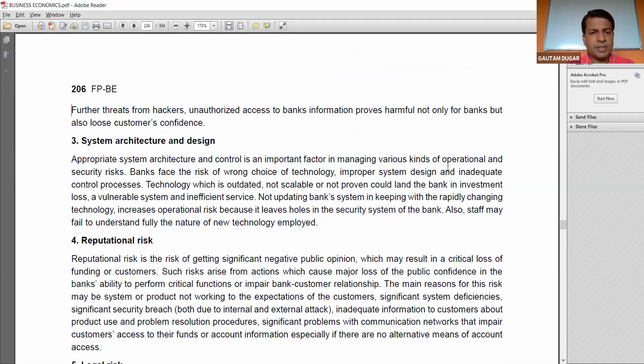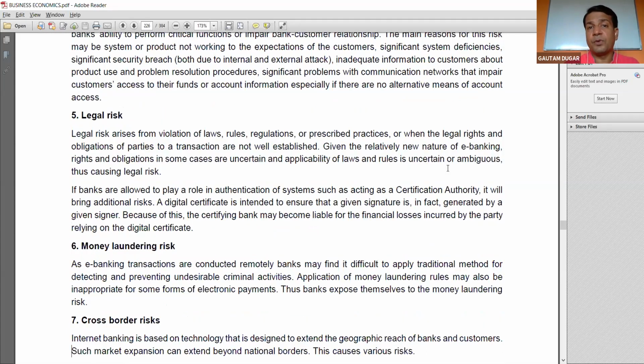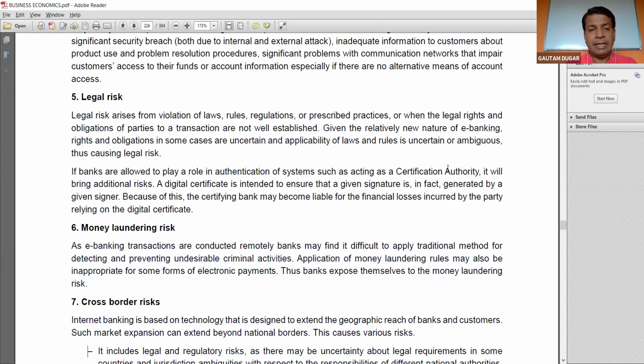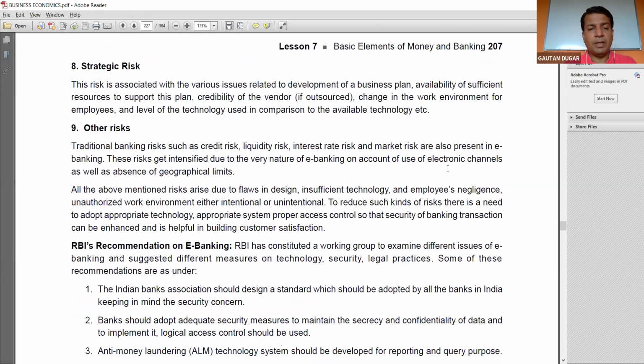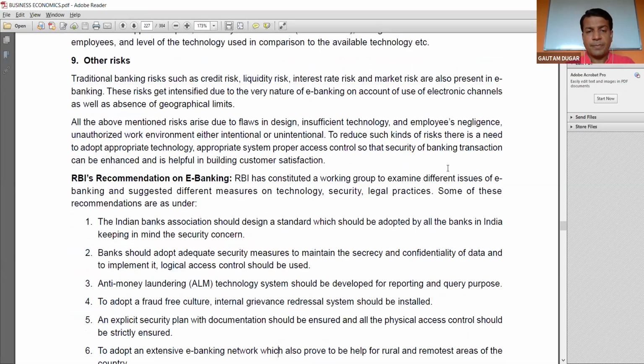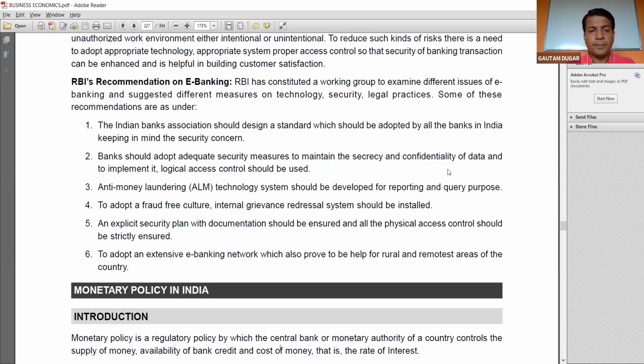Types of risk involved in e-banking. Obviously, there is a risk. There are several frauds taking place day in and day out. That is because of the lack of knowledge on the part of customers. So we need to be careful.